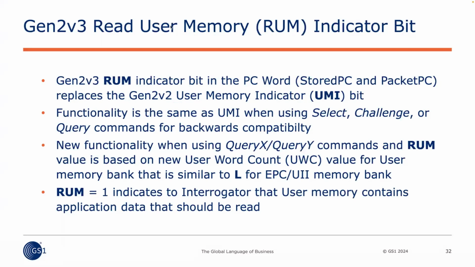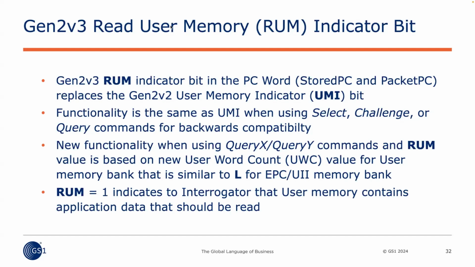So Claude had mentioned in the beginning that there are certainly applications where more and more data is required to be on the tag, and traditionally it's been put into user memory. And as he mentioned, it was always a guessing game in terms of how much memory do I read and can I do it conveniently. And what's been done now in Gen2v3 is to address some of these issues. The first item that was introduced is the read user memory indicator bit, or we just call it the RUM indicator bit, and it's in the PC word, and it replaces the Gen2v2 user memory indicator bit.